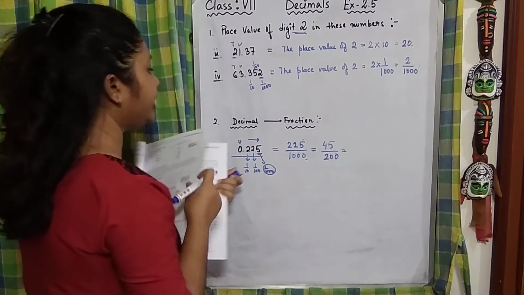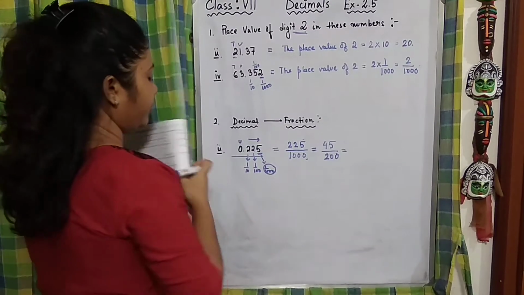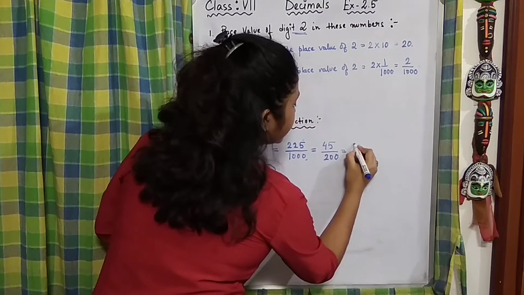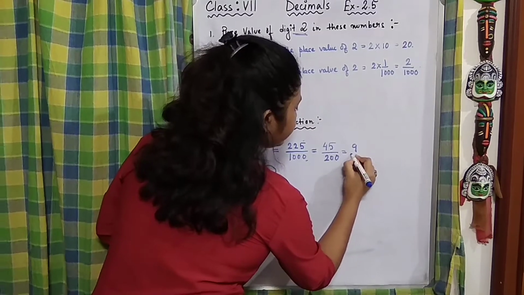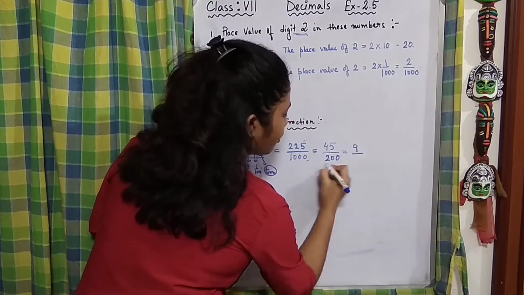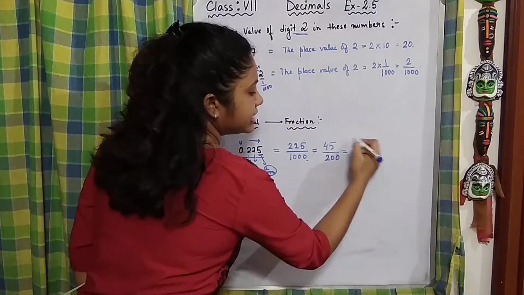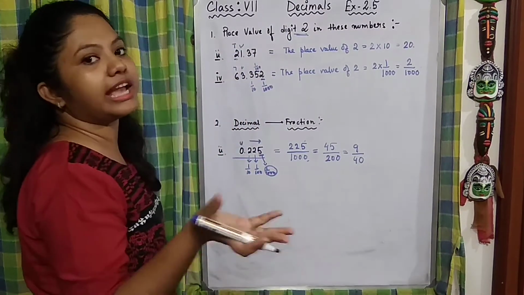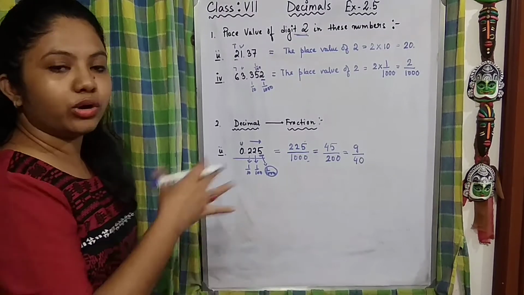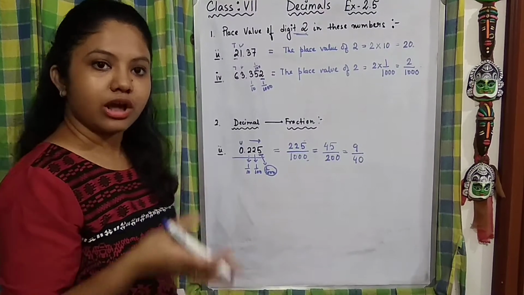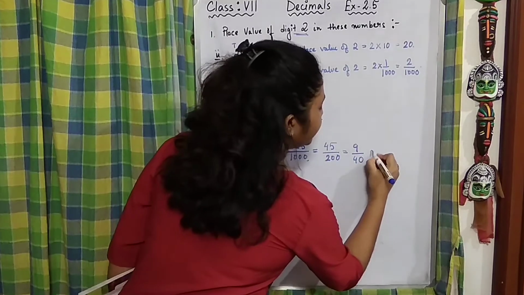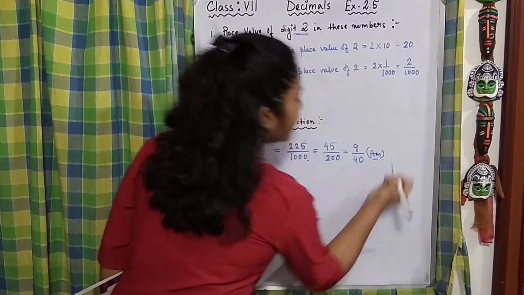Right. Now after that, we can further reduce them. How are we going to reduce them? 5 nines are 45 and 5 fours are 20 and 0 will remain in there. Now see, this 9 and 40 cannot be cancelled out further. They don't have any common multiple in between. Right. So this is going to be our required answer.